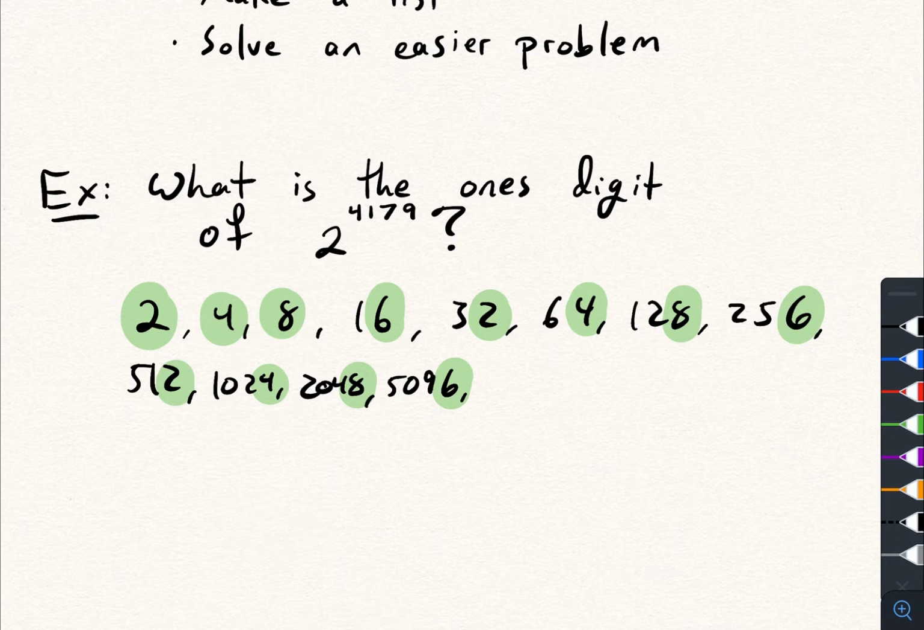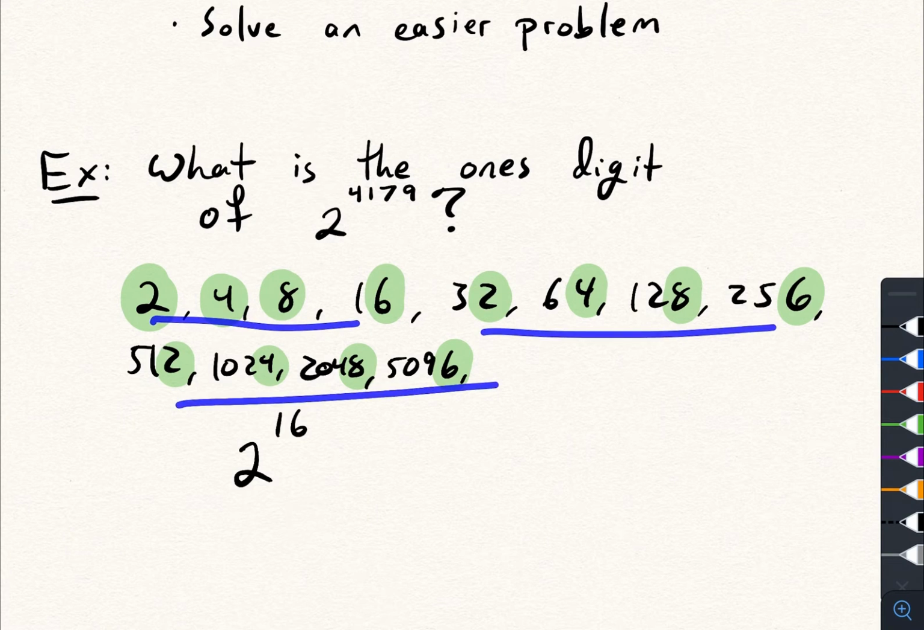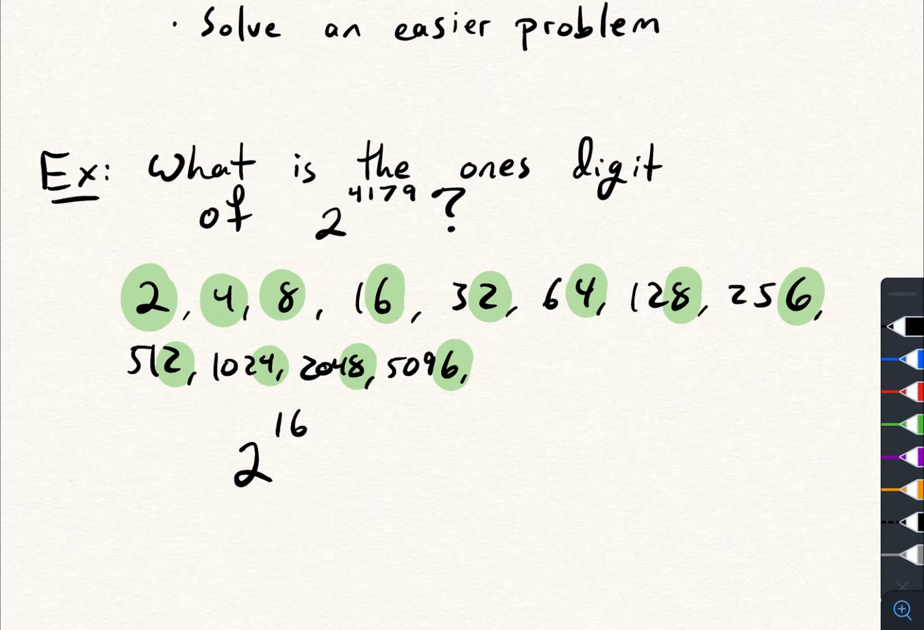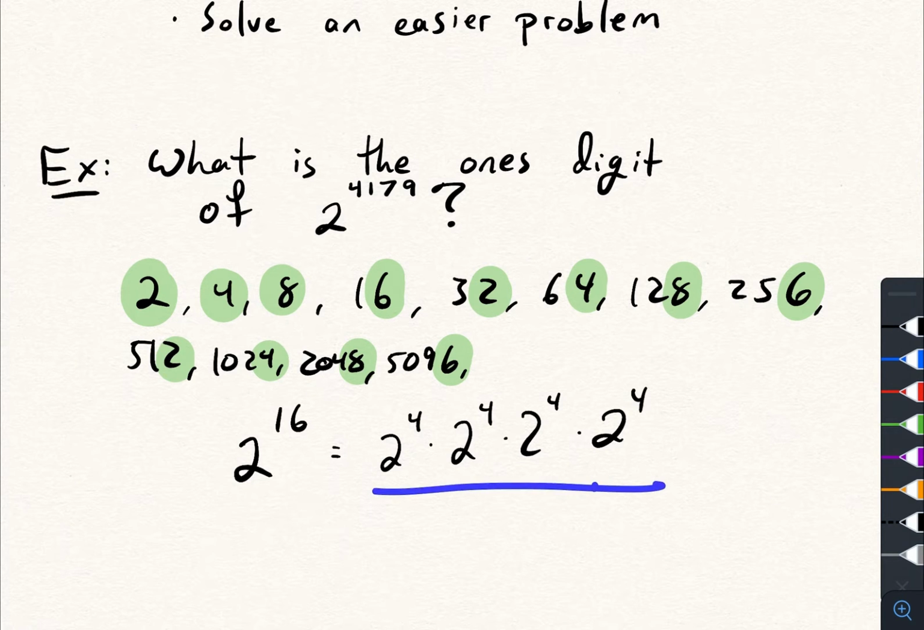To answer that question, let's solve an easier problem. What if this said 2 to the power of 16? That's a much smaller number. Every 4 powers of 2, the pattern is going to repeat: 2, 4, 8, 6, and then repeat from there. So what I want to do is break this up into a bunch of powers of 2. This is 2 to the 4th times 2 to the 4th times 2 to the 4th times 2 to the 4th. If I were to multiply all these together, there are 4 twos here, plus 4, plus 4, plus 4. So 4 plus 4 plus 4 plus 4 twos is equal to 16 twos. This is a product of 16 twos.